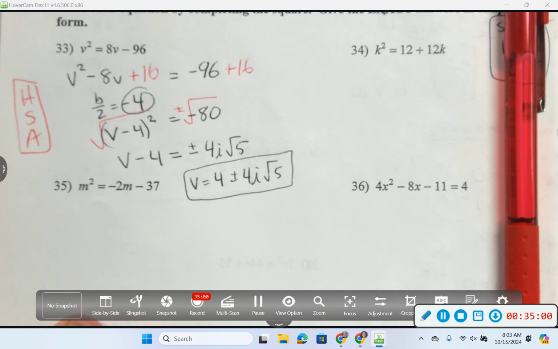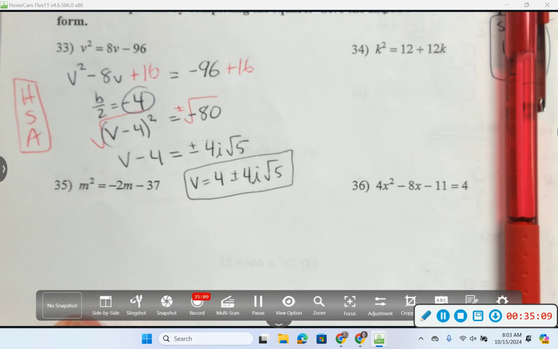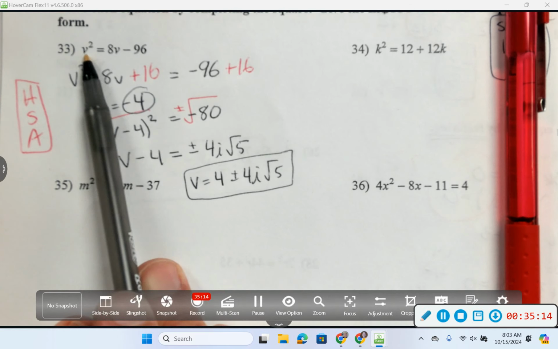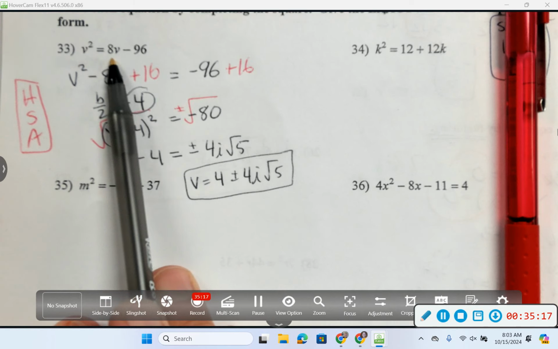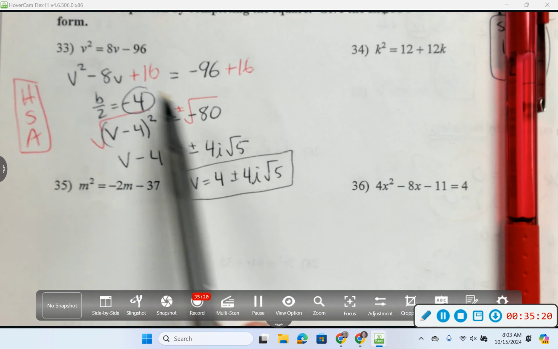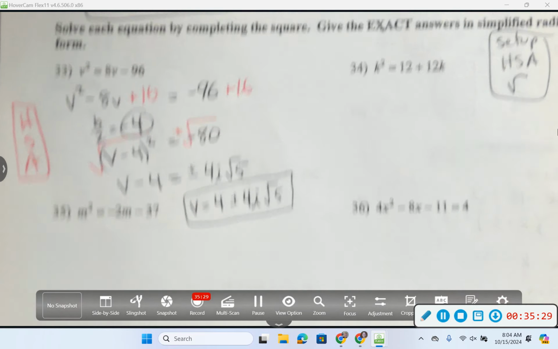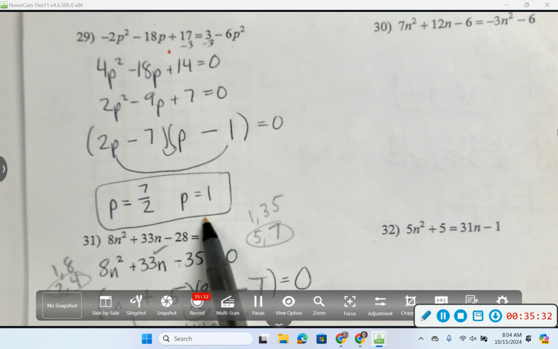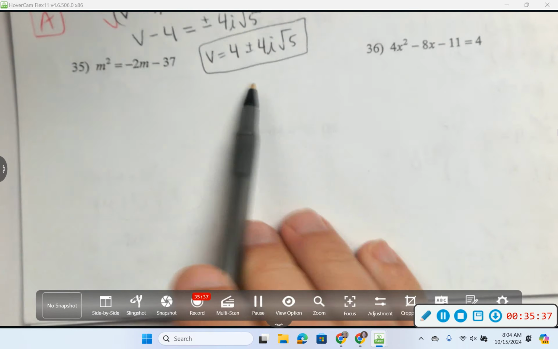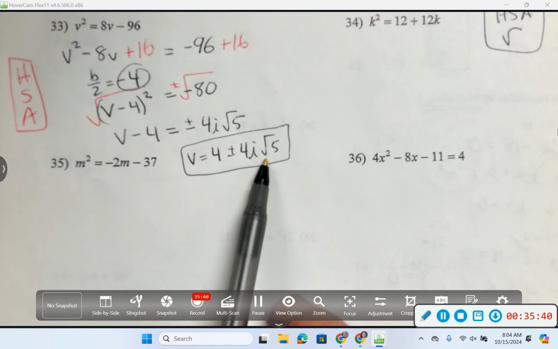And if you really wanted to make sure you did well on the test and you had an extra 10 minutes at the end of the test, what could you do to check that answer? Plug it in. It would be a real pain to plug it in because you'd have to square it and then do 8 times it and subtract 96. But it should verify that both of those work. I'm not expecting anybody to do that, but anytime you solve an equation, you can plug it in and check. Speaking of that, back on 29, that would have been an easy one to check. You could plug in 1 to check it. 7 halves would be a bit of a pain. 4 plus or minus 4i root 5 would be a major pain.